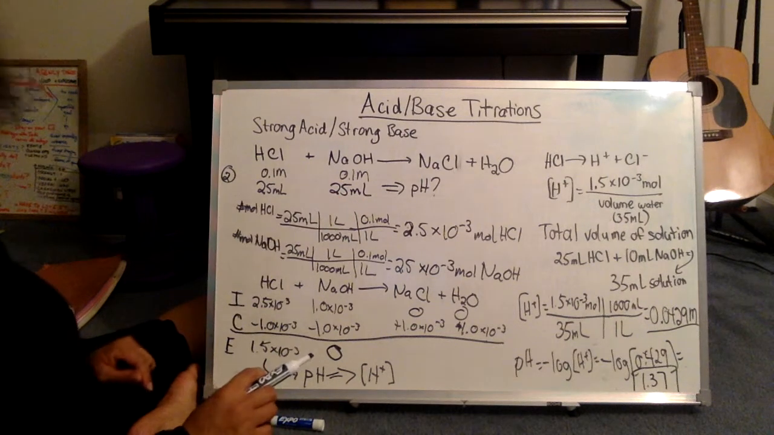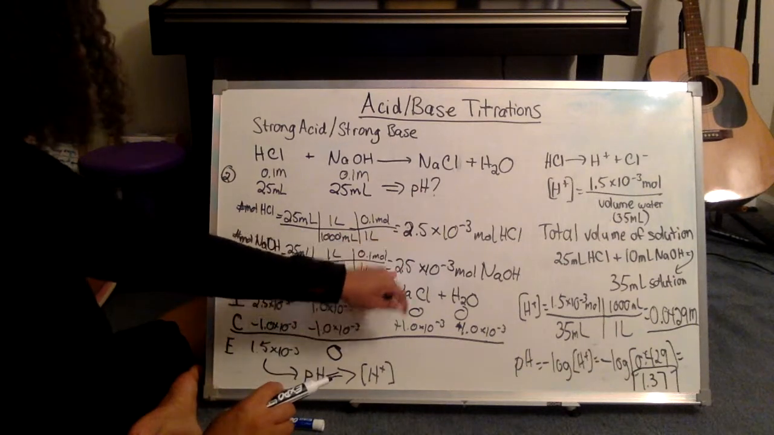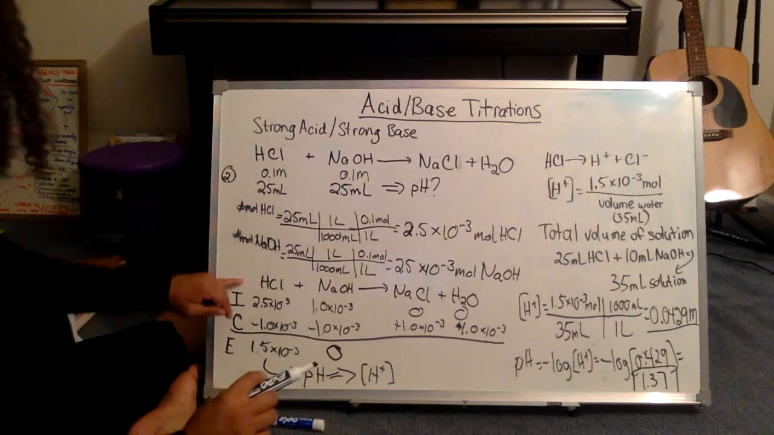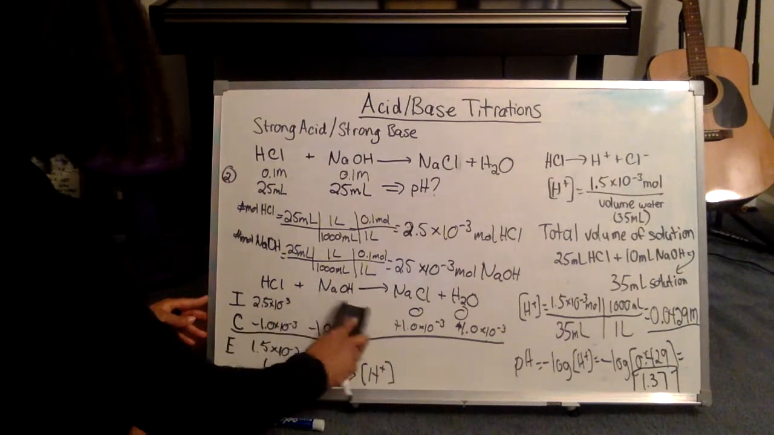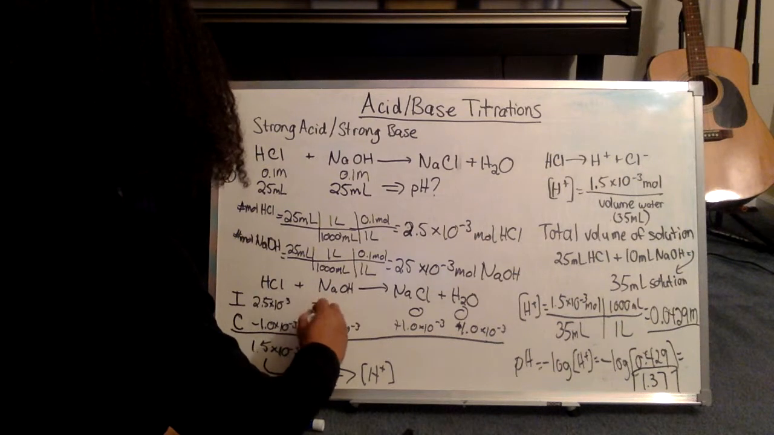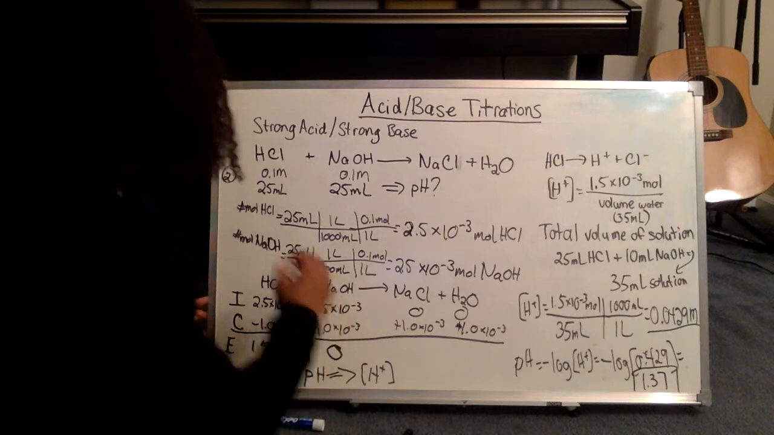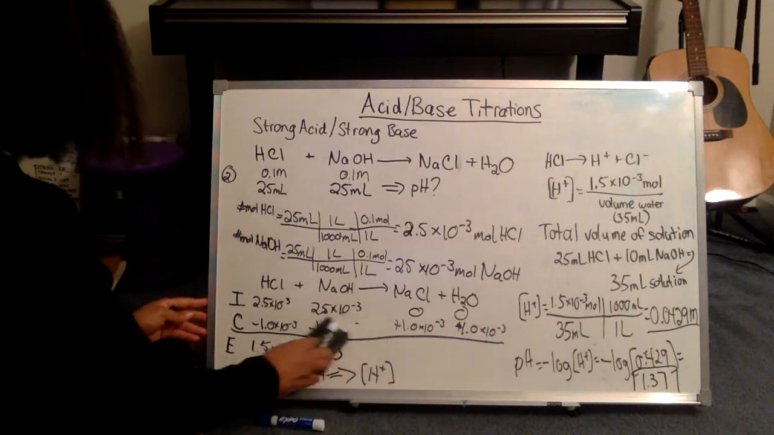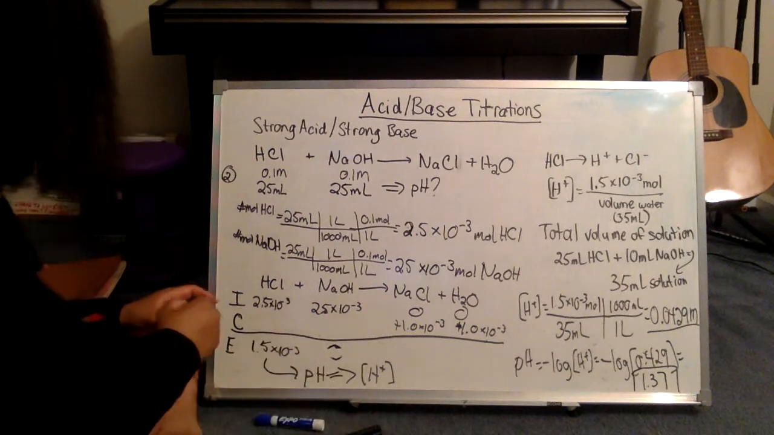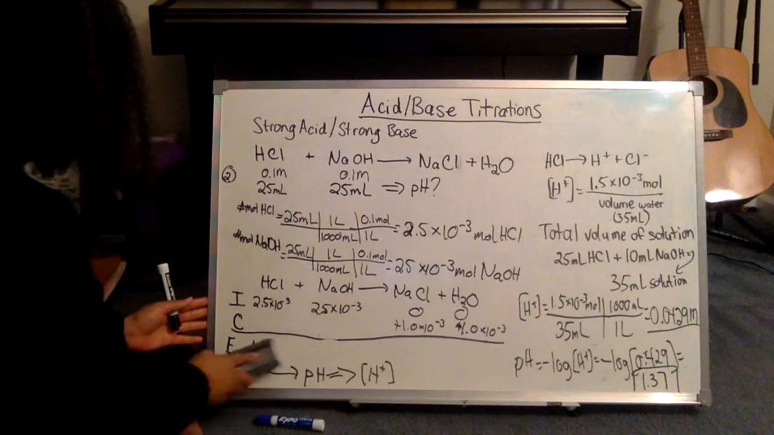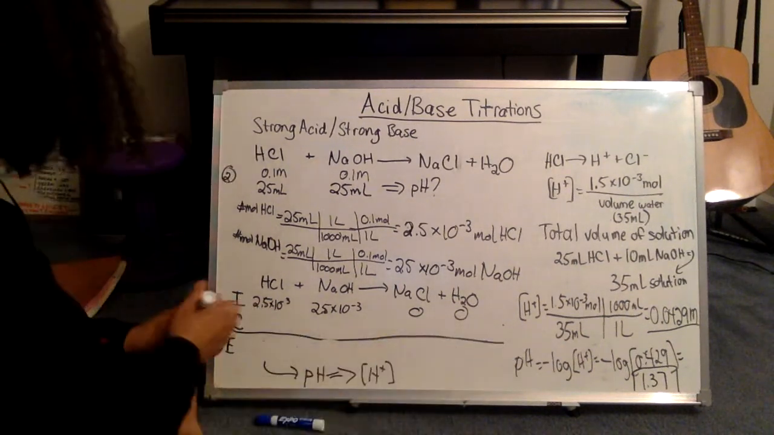What if we add equal amounts of acid and base? If we add equal amounts of acid and base, we calculate the number of moles for each of those, and they end up being equal also. So when we put this into our ICE table, we start initially with 2.5 times 10 to the minus 3, right? And then all of the sodium hydroxide is going to be consumed, and it's going to go to products.